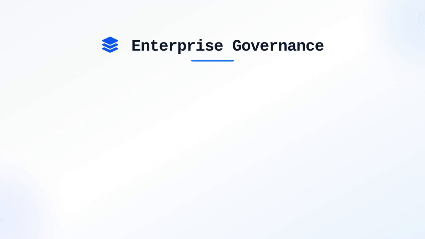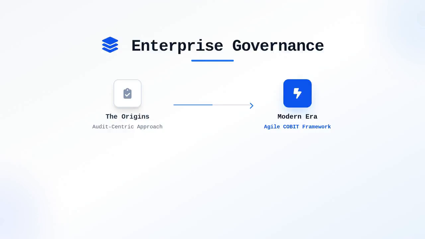Welcome back to our journey through the foundational pillars of enterprise governance. Today, we will examine the historical trajectory and the architectural shift that brought us from the audit-centric origins of COBIT to the modern, agile framework we use today.